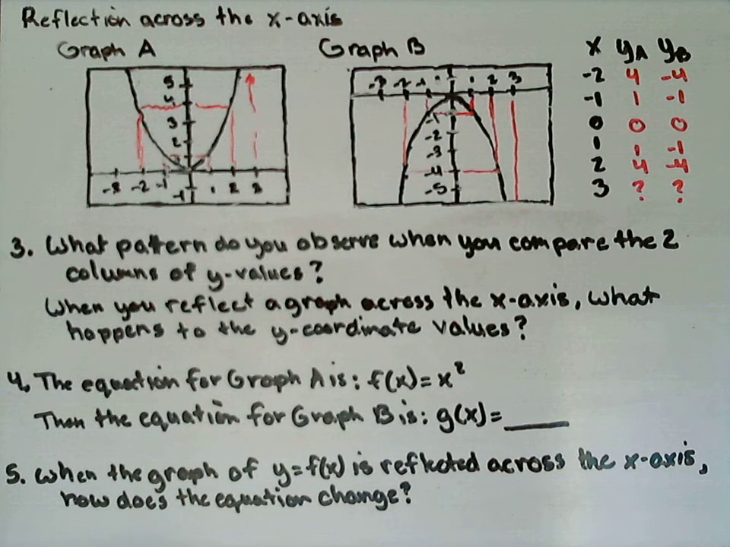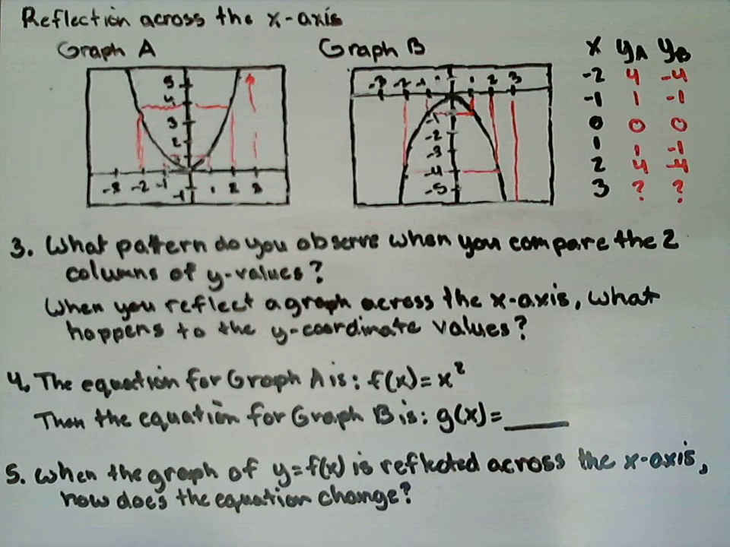Well, now for number 3, we're given the question: what pattern do you observe when you compare the two columns of y values, and when you reflect the graph across the x-axis, what happens to the y-coordinates? Now I've got a little chart for us over here that basically labels the x values. It's got a YA column, and what the YA column represents is the y values from graph A, and the YB column represents the y values from graph B.